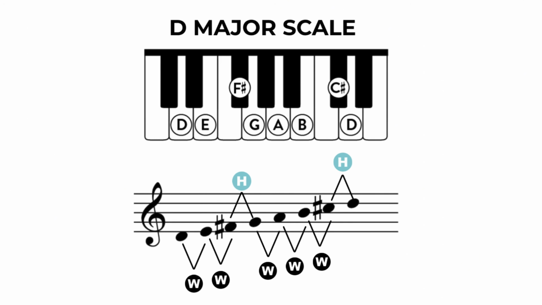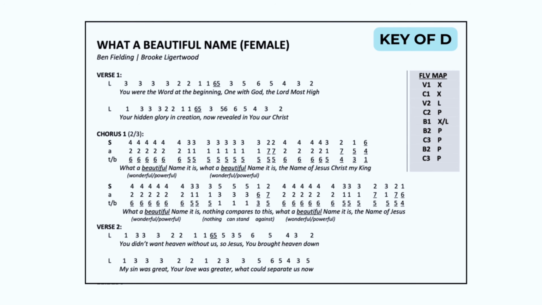To quickly show you how this works, let's look at What a Beautiful Name, Chorus 1. Remember, this is a female-led song in the key of D, so that means the sopranos have the melody line. You also know this because the S is capitalized and bolded. Because I now know the formula to figure out what notes are in the key of D, I know that the 4 is the G. So I'll start on the 4 and play the numbers accordingly, and that's how I'll find the melody.